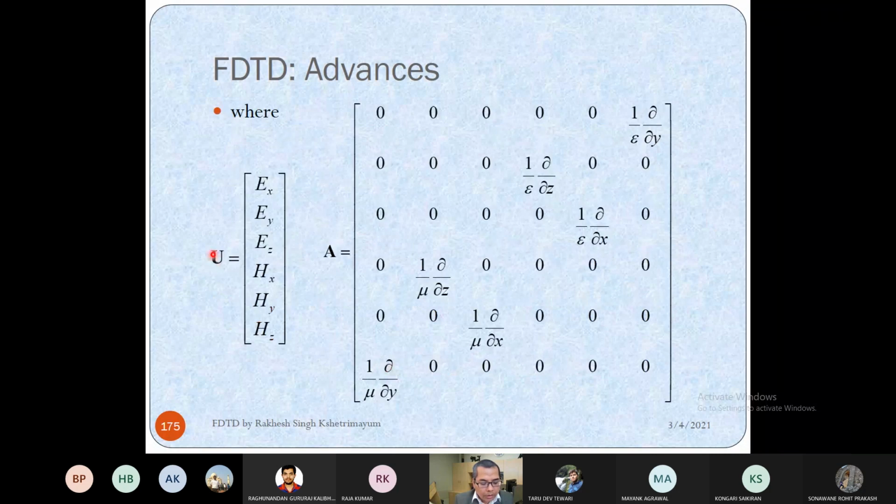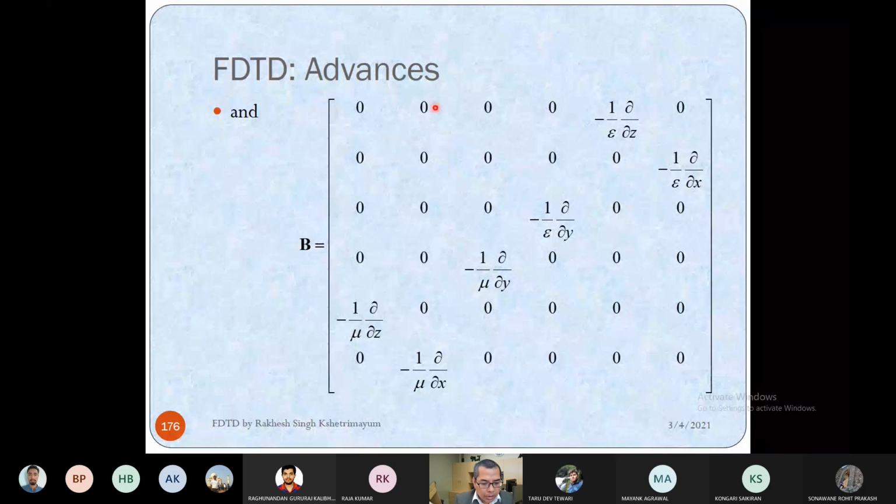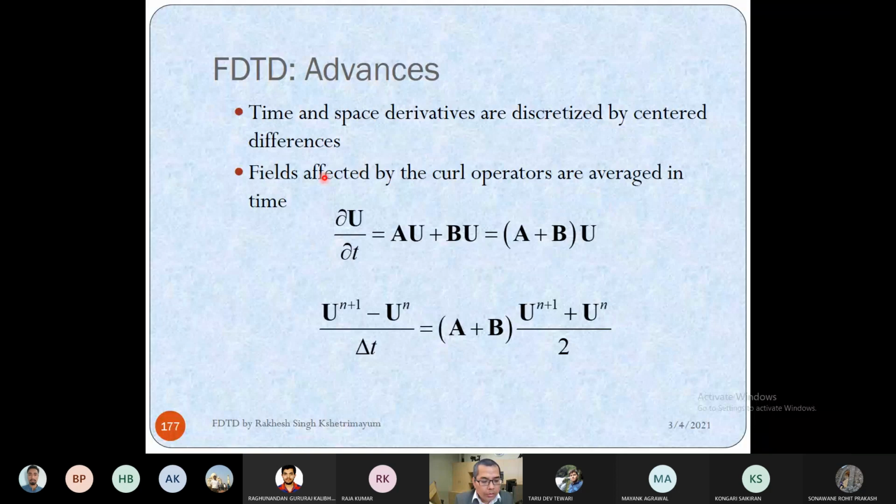So how do I do it? I define a matrix U here, Ex, Ey, Ez, Hx, Hy, Hz, and I define another matrix A here, which has components like 1 by epsilon del by del y, 1 by epsilon del by del z, and so on. Similarly, I also define another matrix B, which has components like minus 1 by epsilon del by del z. When I add these two and multiply with U, I will get the right hand side of the Maxwell equations. So the Maxwell equations can be very compactly represented in matrix form: del u by del t is equal to AU plus BU. A and B are already defined, and U is also defined.